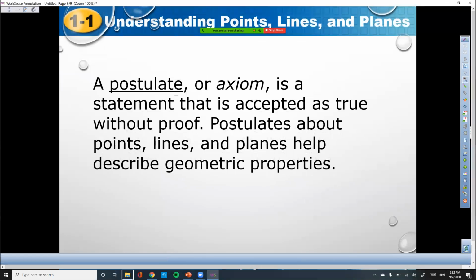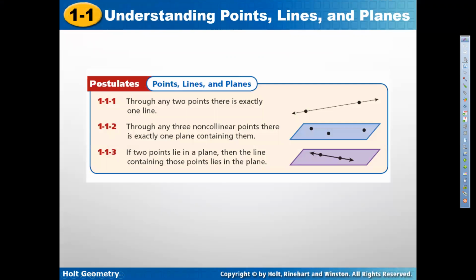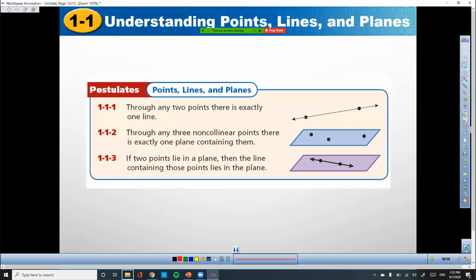So let's look at these couple postulates that they're giving us here. The first one tells me that through any 2 points, there is exactly one line. So no matter if I draw any 2 points, let's say this one here and this one here, there's exactly one line that's going to go through those 2 points. That's what the first postulate is telling me.